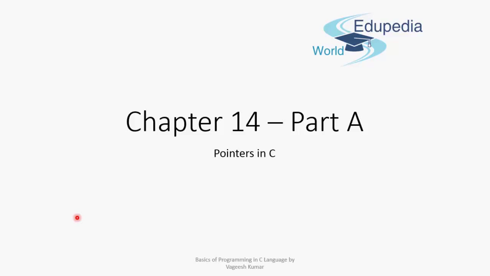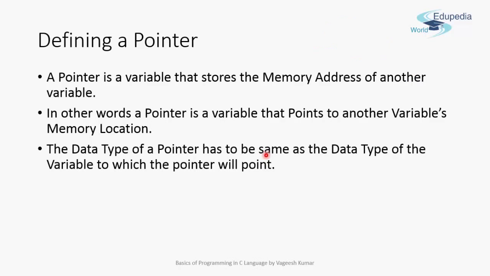This is the course Basics of Programming in C language, and right now we are at chapter 14 part A of our course, and in this chapter we will be discussing pointers in C language. So pointer is a very important topic when it comes to C language. Why? Because pointer is something that is not available in most programming languages, because a pointer is something that stores the memory address of another variable. So it is a variable in itself, but it stores the memory address of another variable.